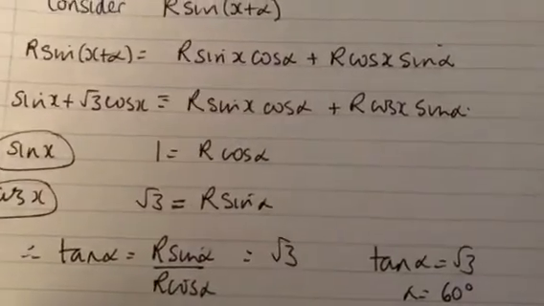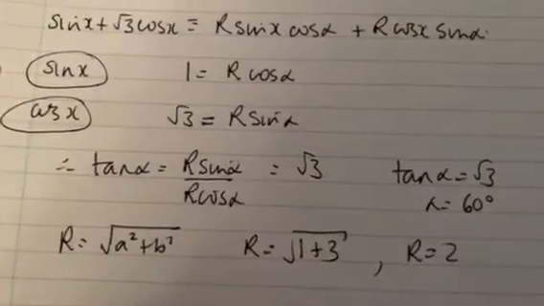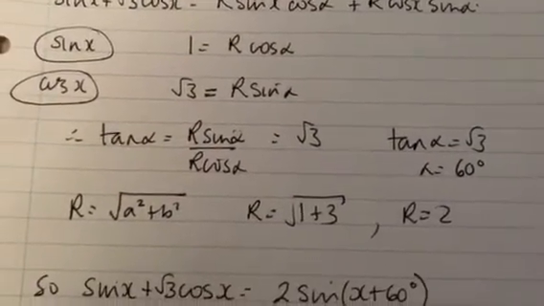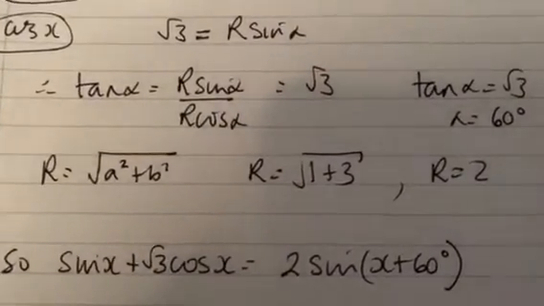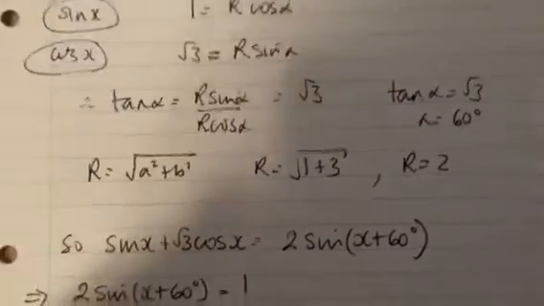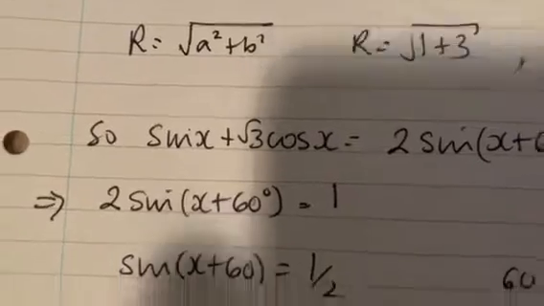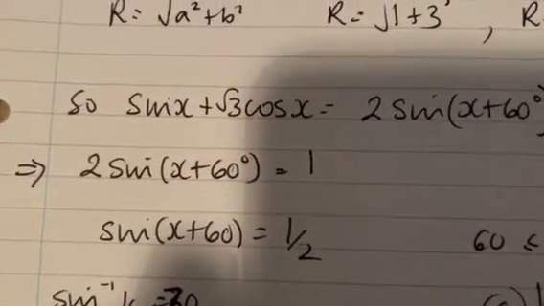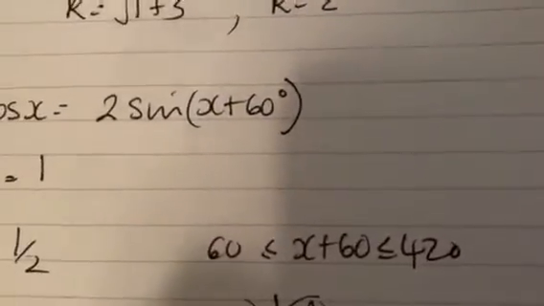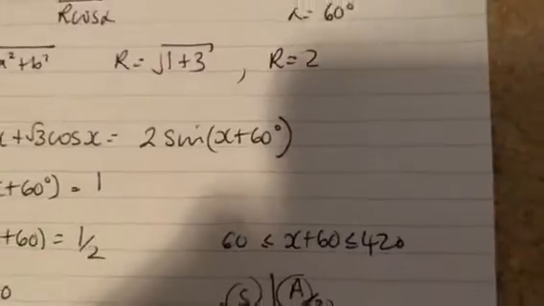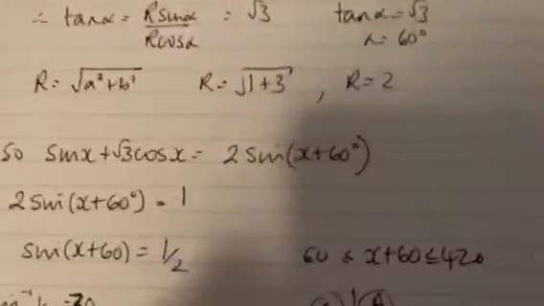We always think that alpha lies between 0 and 90. And r is always the square root of a squared plus b squared. So r is going to be 2. So you've written that sine x plus root 3 cos x as 2 sine, open bracket, x plus 60. And now all you're going to do is put that equal to 1, divide by 2, adjust your range. If you adjust your range, you've got x plus 60 lying between 420 and 60. Just go back, check that that was the range, and it was.